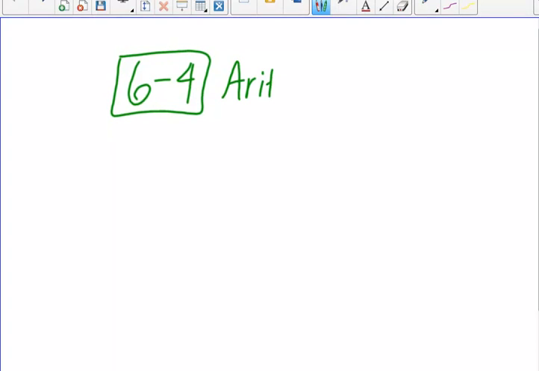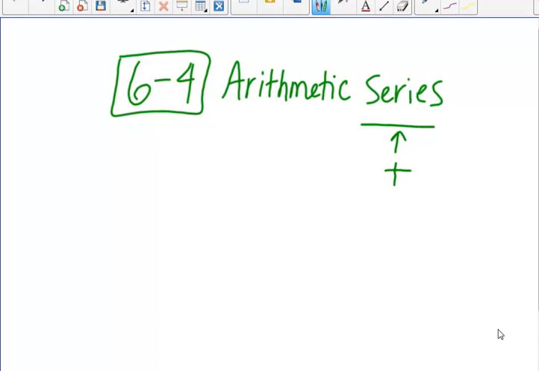Okay, here we go again. 6-4. This is called arithmetic series. And if you remember, all a series is, is a sequence that we put plus signs in. So we're basically just going to add a sequence.